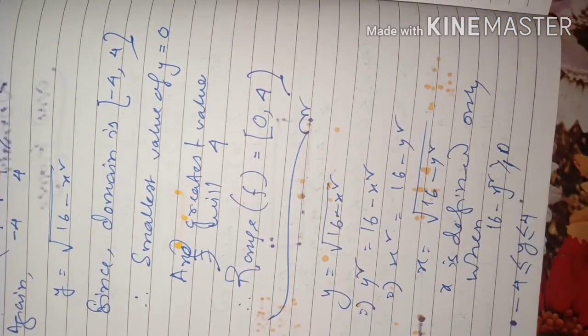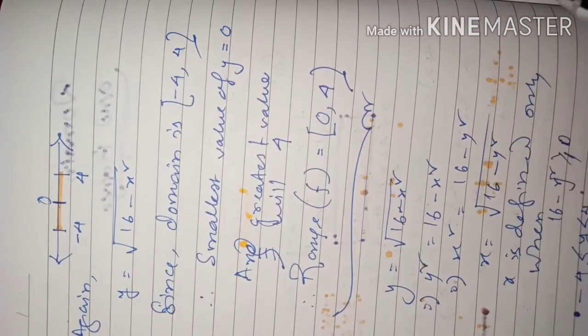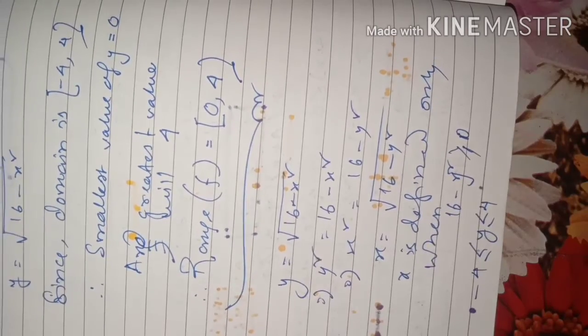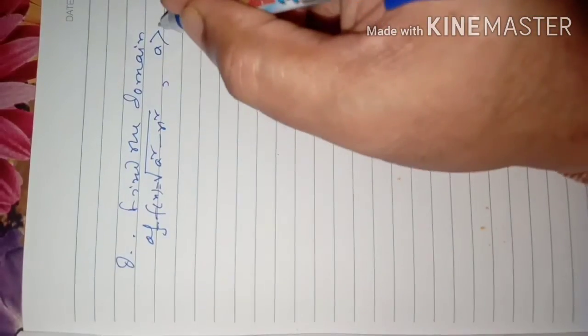Is it clear, students? We can proceed. This part is not necessary if you have written already. If you have written this one, then one more statement you have to write. Okay? Let us take this question, students. Find the domain of f of x equal to under root a square minus x square, where a is greater than 0.